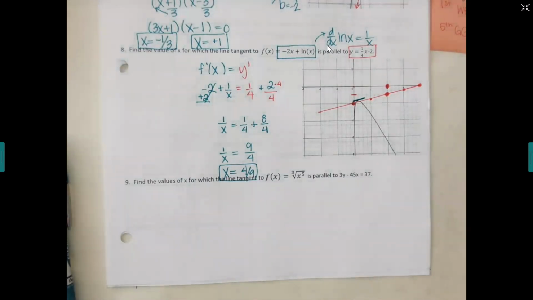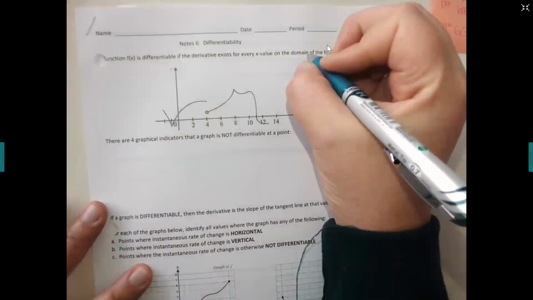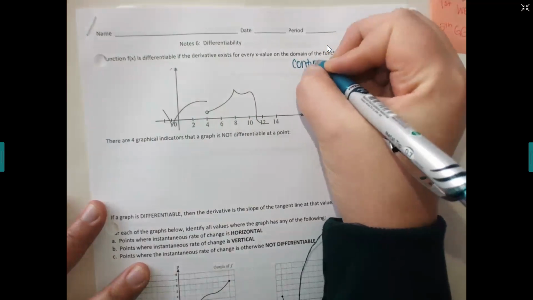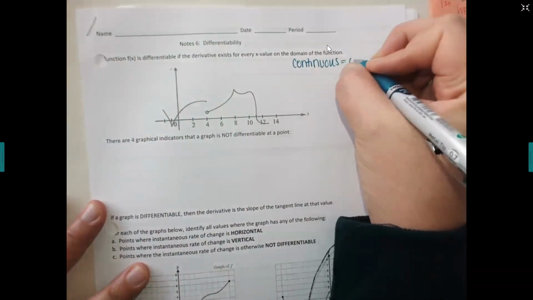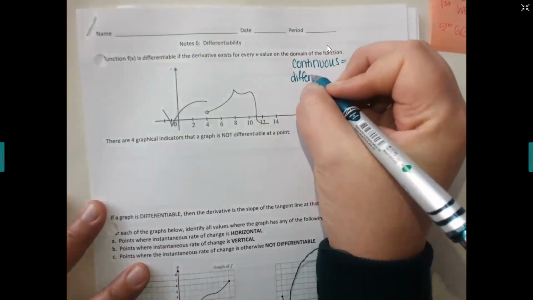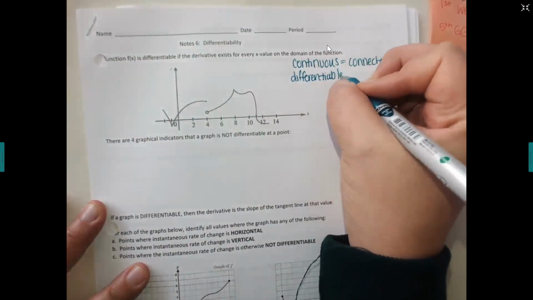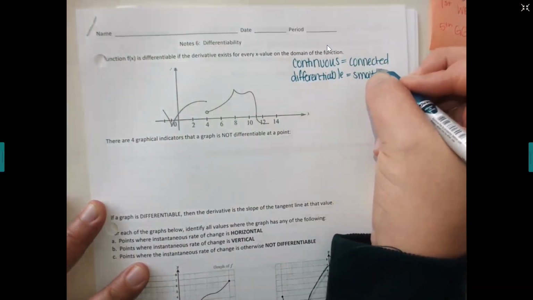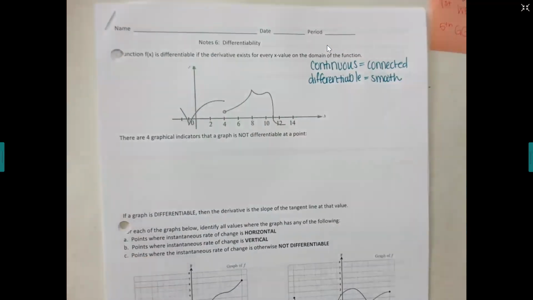Okay, so for differentiability, continuity means that your graph is connected. So I'm going to put, continuous means that your graph is connected. Differentiable means that your graph is smooth. Okay? So when I'm looking at my graph, if I want it to be differentiable, this is kind of like layman's terms, you would say you want your graph to be smooth. You don't want any sharp corners. You don't want any breaks in the graph.